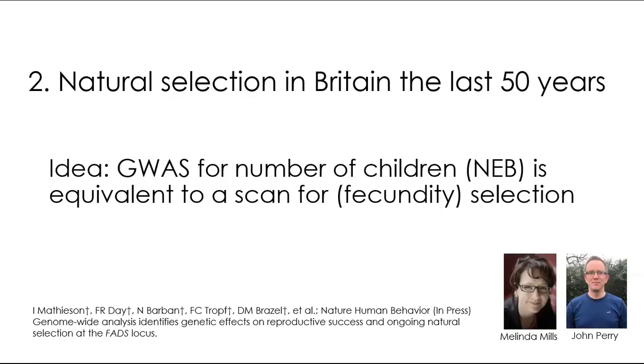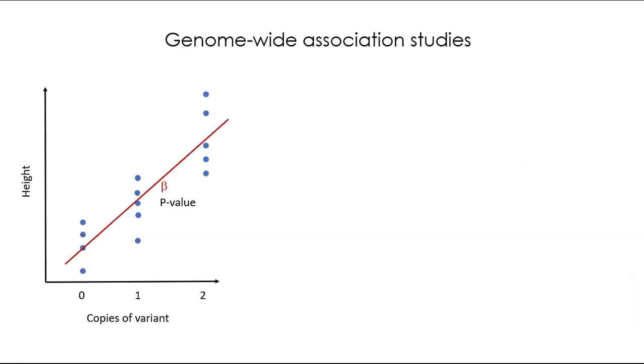Again, I'm talking mostly about Northern Europe. Most children survive to adulthood. So number of children is a pretty good measure of the number of surviving children. Okay, so what is a GWAS? What is a genome-wide association study? Just in case people aren't aware of this.